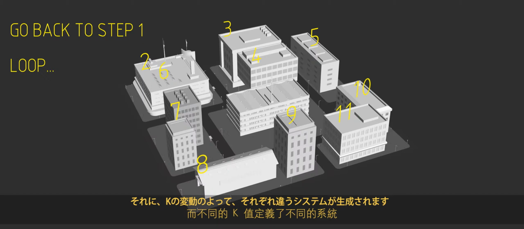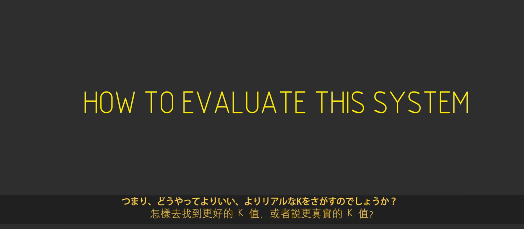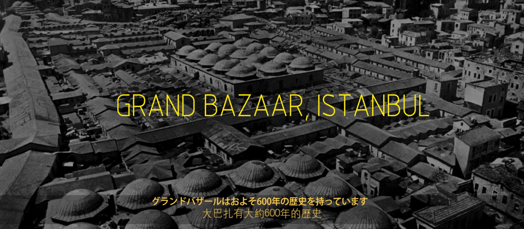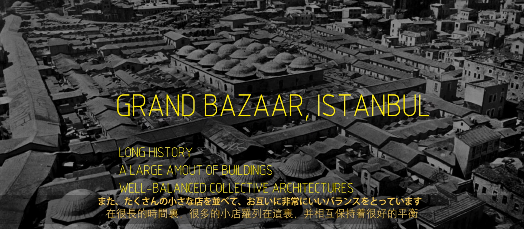Here, different values of k create different systems. So how do we evaluate the different systems created by different k's? How to find a better k, or we can say a more realistic k? I chose the Grand Bazaar in Istanbul, Turkey to test the system. The Grand Bazaar has a history of about 600 years. And during this long span of time, plenty of small-scale shops in this area have kept a great balance.